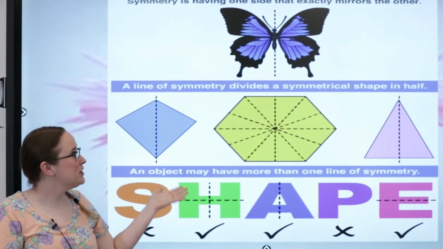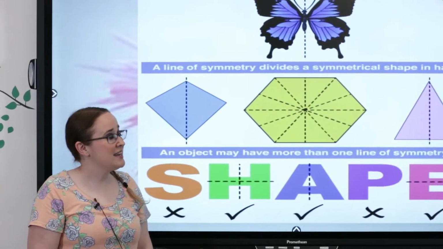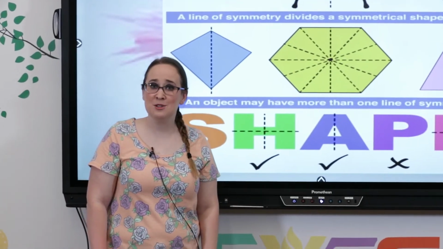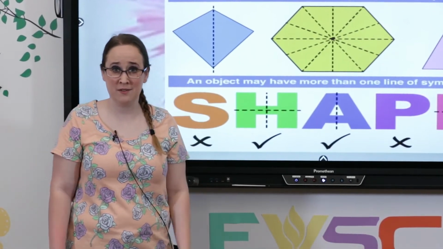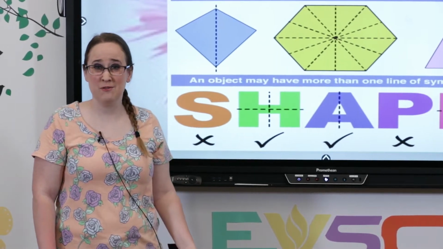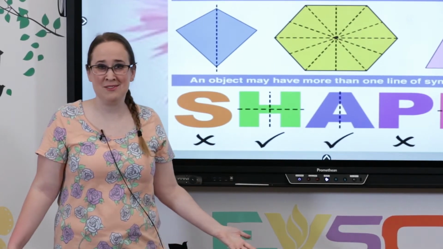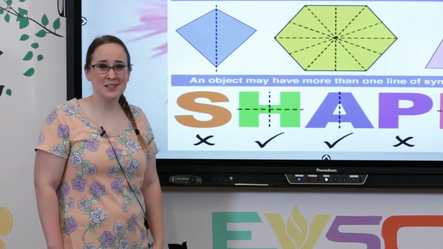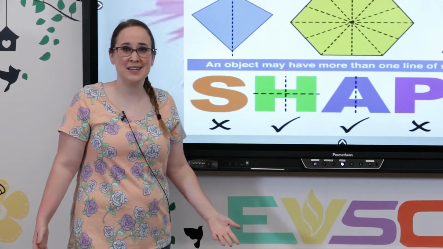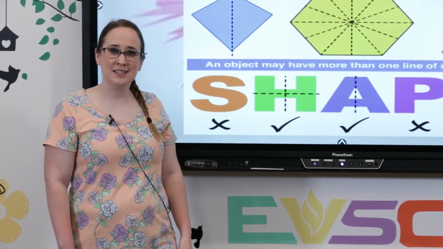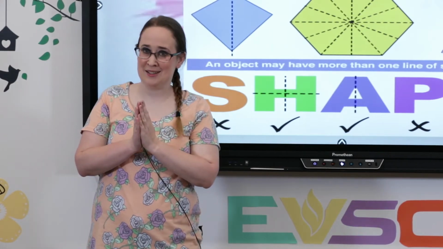A line of symmetry divides a shape in half, and sometimes you can have more than one line of symmetry: 2, 3, 4, sometimes 8 or even more. However, some shapes don't have lines of symmetry at all. You can't fold it in half for it to match exactly.